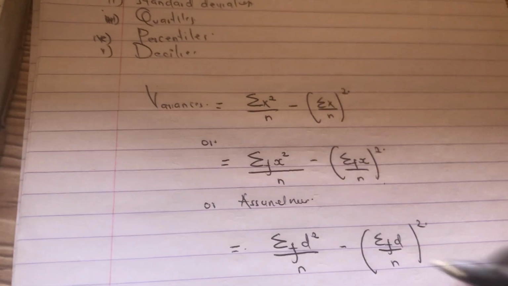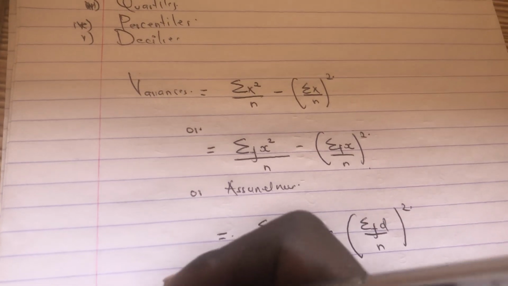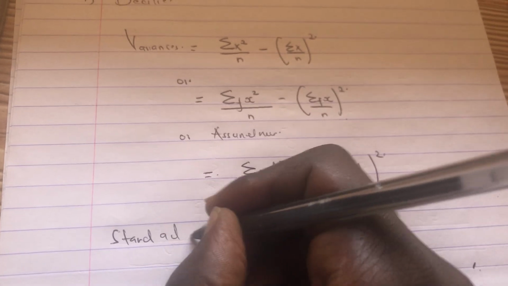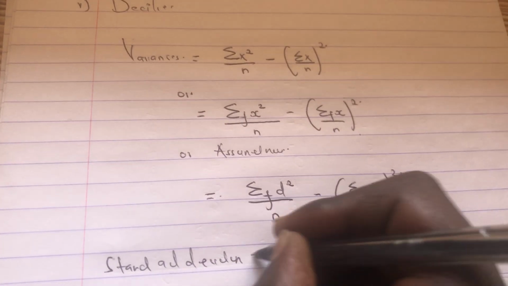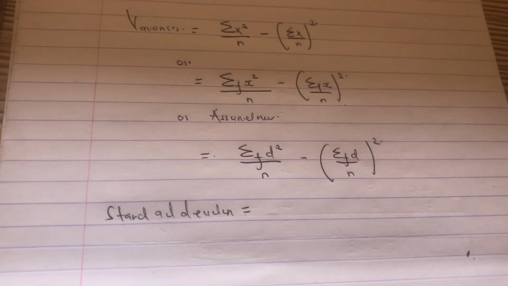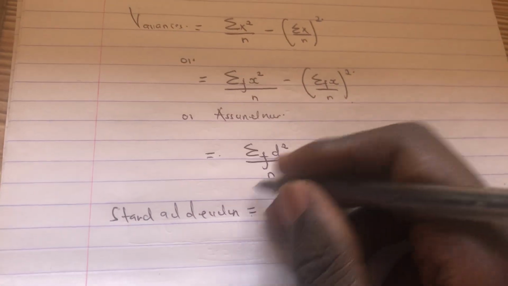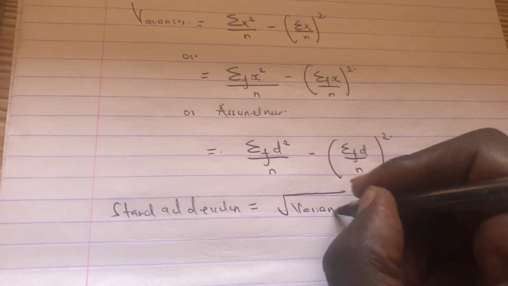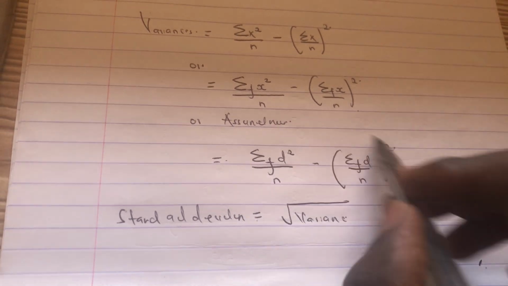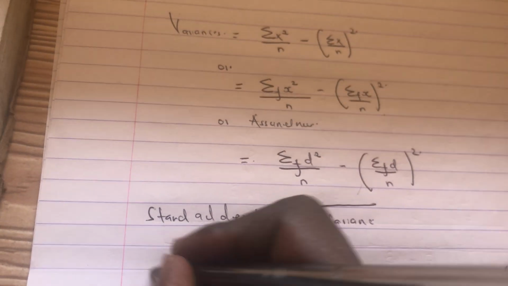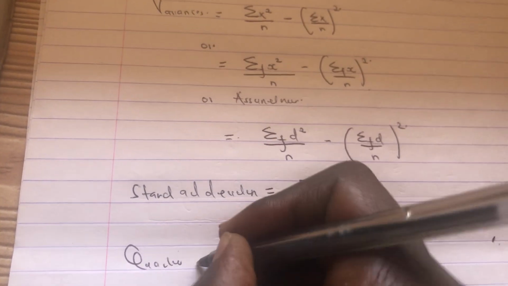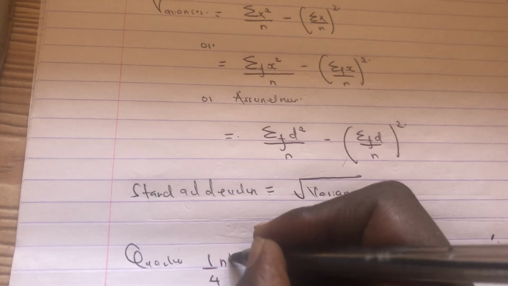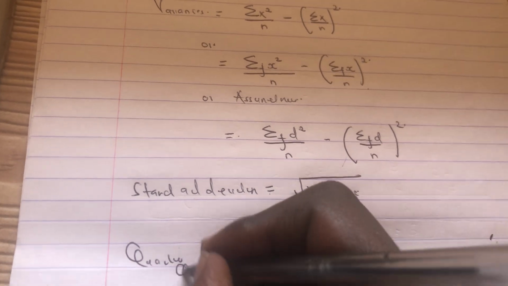And then we have our standard deviation. Our standard deviation is actually given by the square root of the variance, because standard deviation is the square root of the variance. So it's actually the square root of this formula. Are we together? Then the quartile is 1/4 of the nth value. Are we together? This is the first quartile.